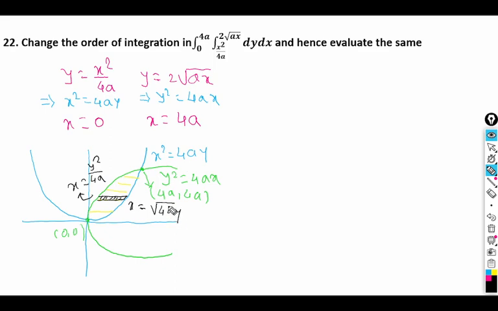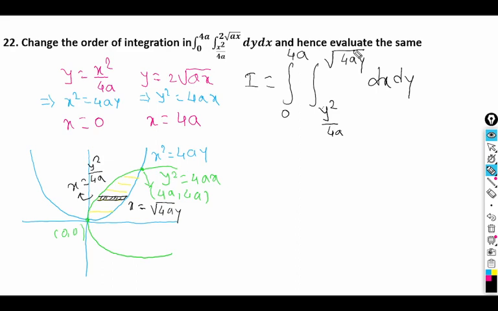So come to the calculation or integration. The integral I will become a double integral. The limit of x is y square upon 4a to root of 4ay, and the outer limits are 0 to 4a. Minimum value of y is 0, maximum value of y is 4a, and the order is now dx dy, because the question is change the order and evaluate.